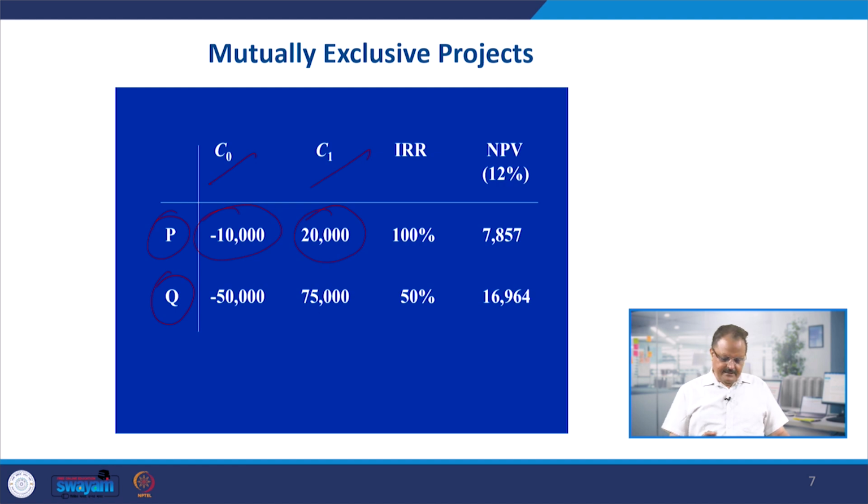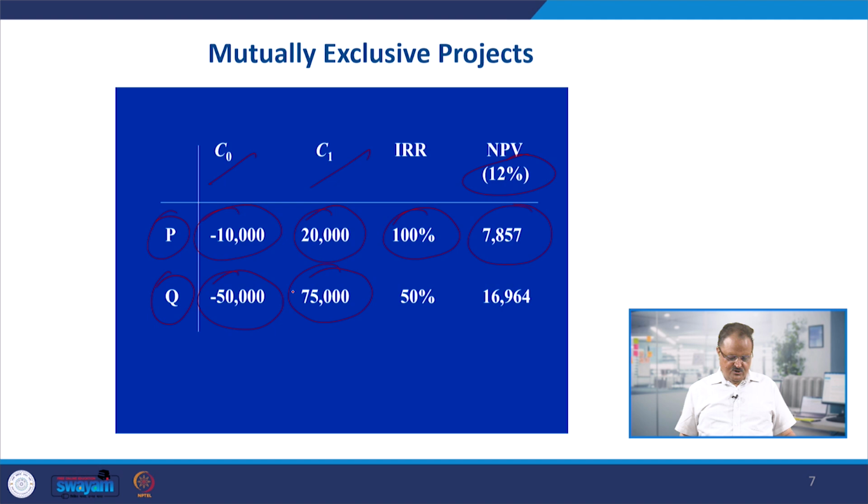So how much is the return? In percentage terms, if you see, it is 100%, but if you calculate the NPV at the rate of 12%, it will be 7,857. That is 7,857 absolute rupees. Now you go to the second project, project Q, right? In project Q, we can see here, what is the total investment outlay? 50,000 rupees. It is minus 50,000 rupees. And what is the inflow coming out of it?